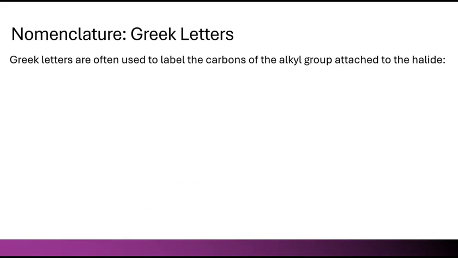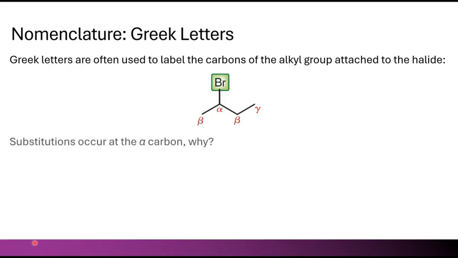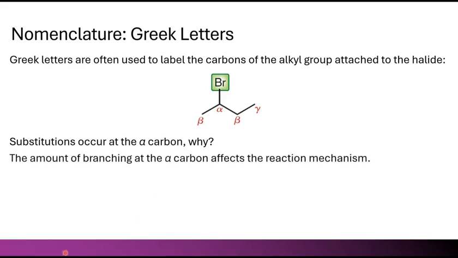Nomenclature, Greek letters. Greek letters are often used to label the carbons of an alkyl group attached to the halide. The alpha carbon has the halide directly attached to it. Beta carbons are one carbon down, and we can continue going, but we'll see the important ones are going to be alpha and beta. Substitution occurs at the alpha carbon. Why? Well, the alpha carbon will have a partial positive charge and the Br has a partial negative because this is a polar bond. The amount of branching at the alpha carbon will also affect the reaction's mechanism.